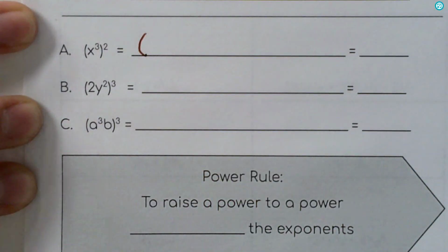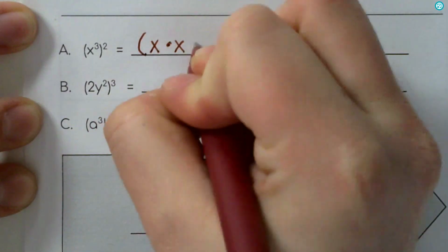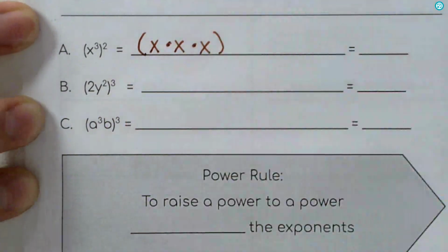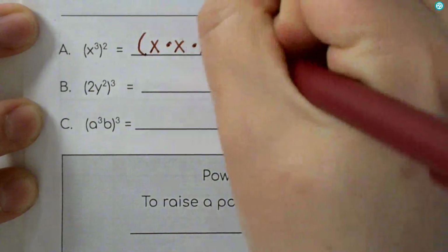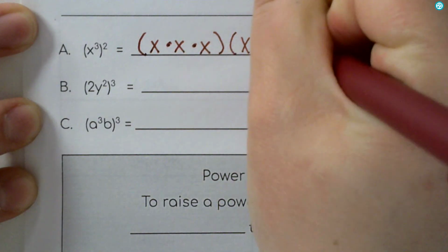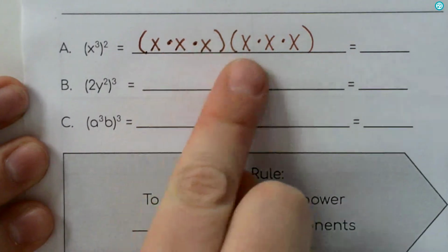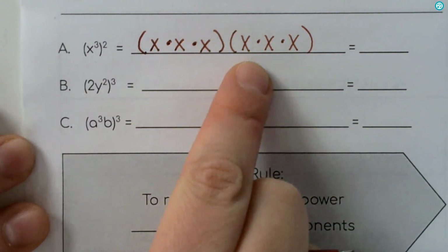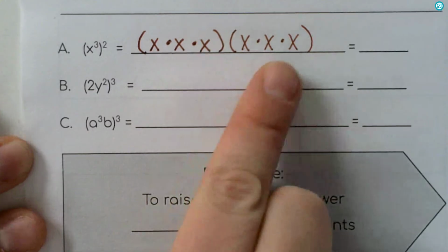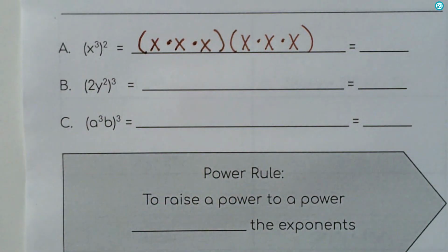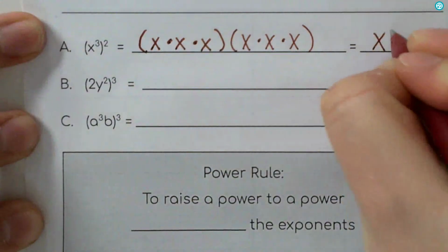Multiply it by itself. Yeah. So we are going to go ahead and multiply this x to the third, which means x times x times x, by itself, which is x times x times x. Okay? So each of these is an x to the third, and then we're multiplying it by itself. So this is x to the third, this is x to the third. How many x's do I have there total? 6. So this is going to be x to the 6th.